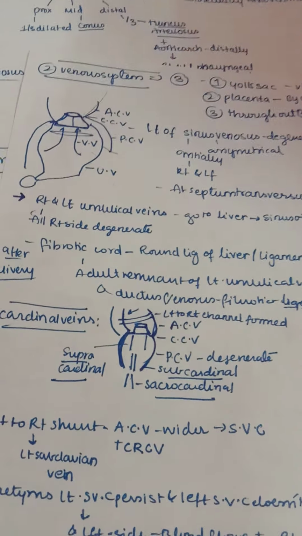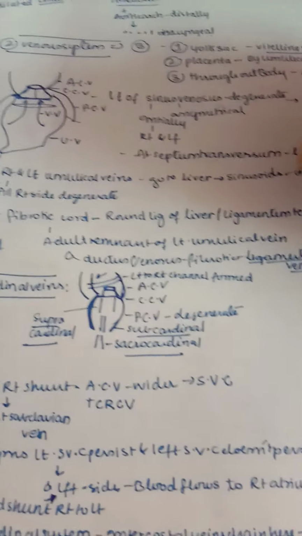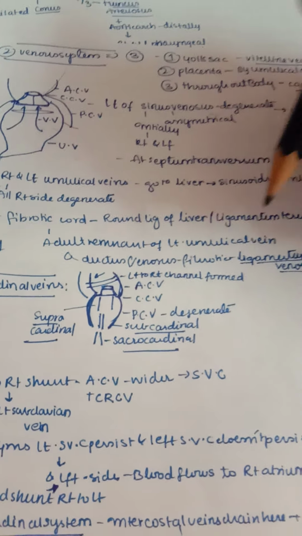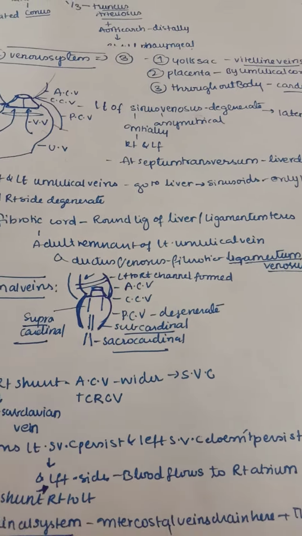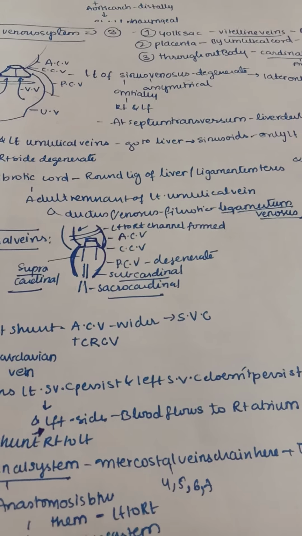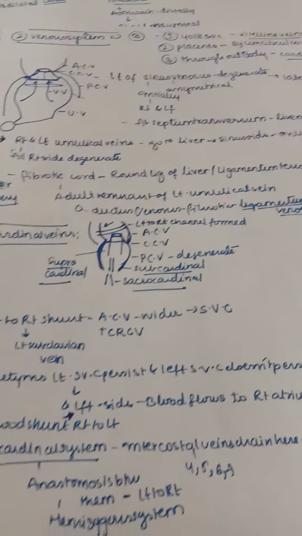That's it. Now let us see the fibrotic cord, that is the round ligament of the liver, also called ligamentum teres. After delivery, this takes place as the adult remnant of the left umbilical vein. So after the baby is born, the left umbilical vein remnant is nothing but the ligamentum teres, and the adult remnant of the ductus venosus becomes fibrotic and forms the ligamentum venosum.